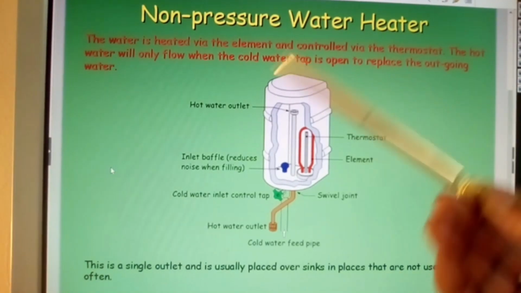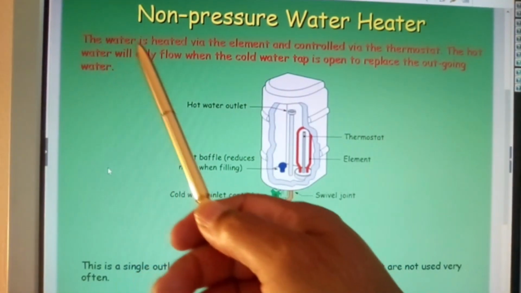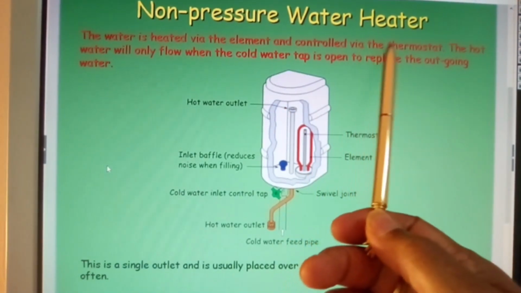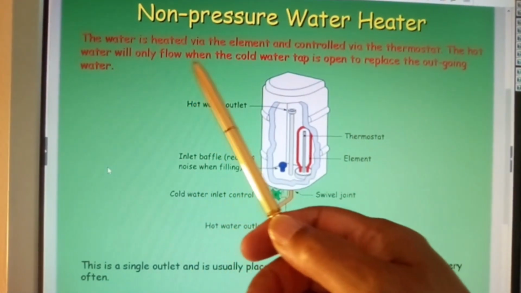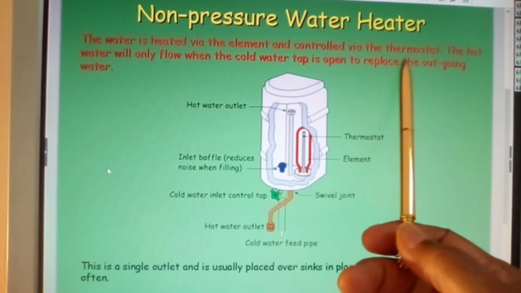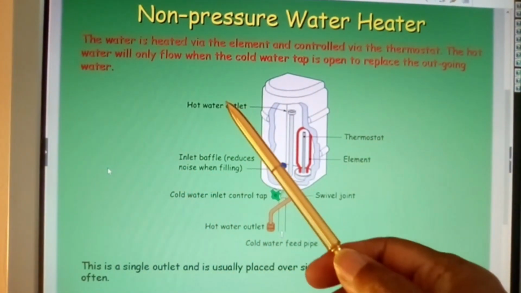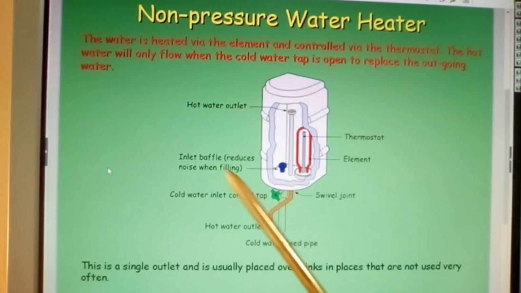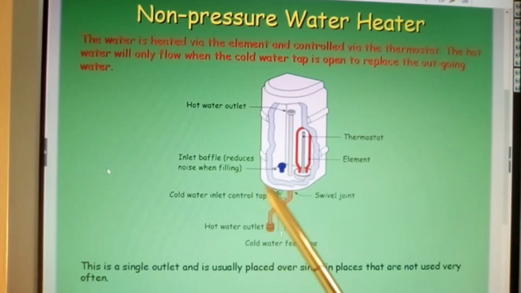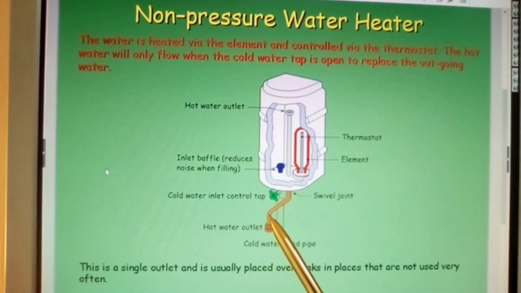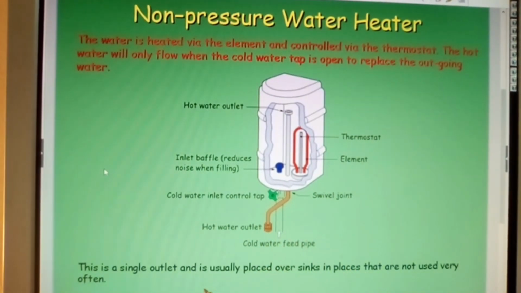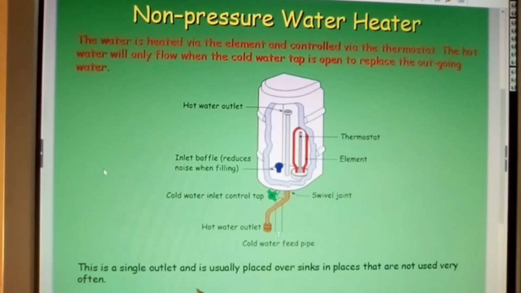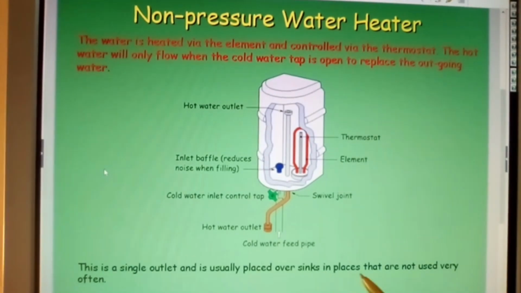Non-pressure water heater. Okay. The water is heated via the element and controlled via the thermostat. The hot water will only flow when the cold water tap is open to replace the outgoing water. Okay. Hot water outlet, thermostat. Element, heating element. Inlet baffle reduces noise when filling. Okay. Cold water inlet control tap. Swivel joint. Hot water outlet, cold water feed pipe. Okay. This is a single outlet and is usually placed over sinks in places that are not used very often. Okay.